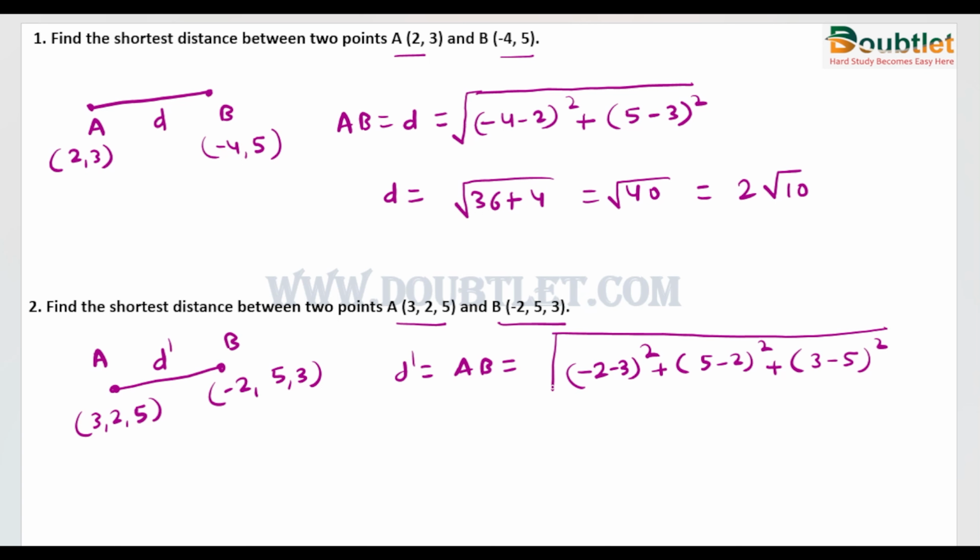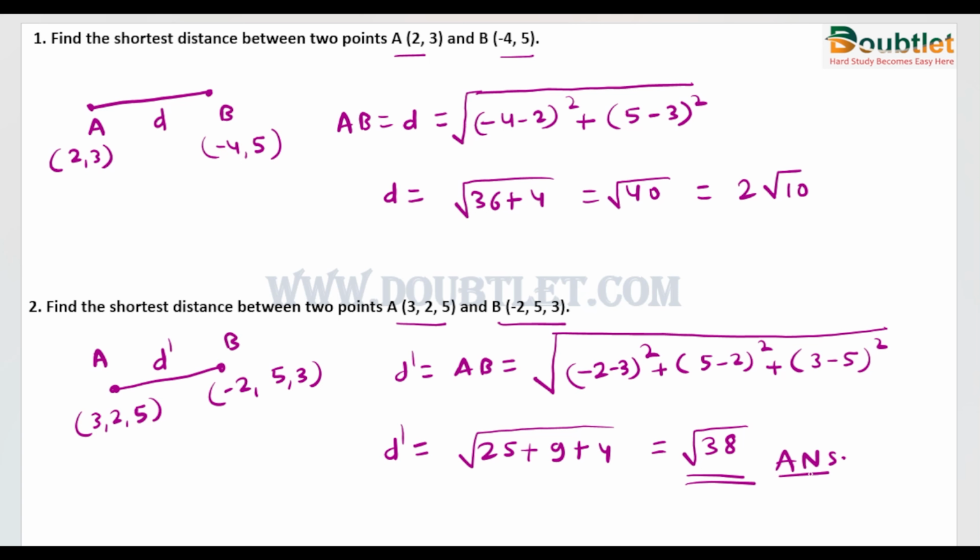and if we take the square root of this whole term, we will get D dash as, this will become 25, this will become 9, and this will become 4, and this will become 38. So the distance between points A and B in question number 2 is root 38. So this is the answer for this question. This is how we have learned about the concept of the distance formula.